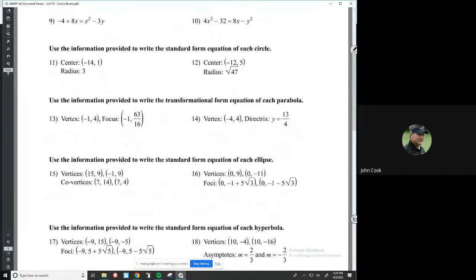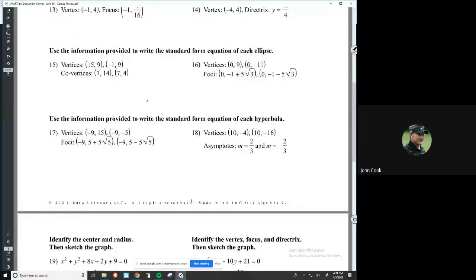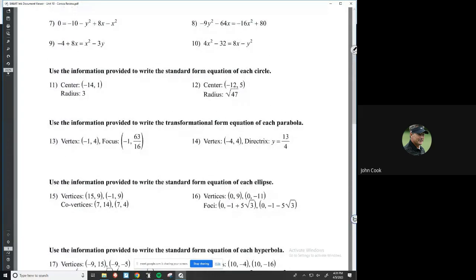Now let's go through the next couple. I guess we'll do, I don't know, 11 through 14 on this video. So use the information provided to write the standard form equation of the circle.